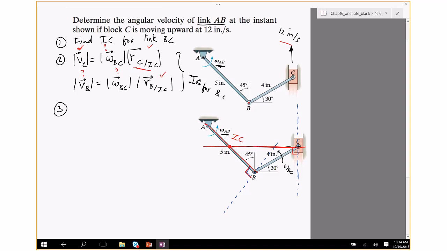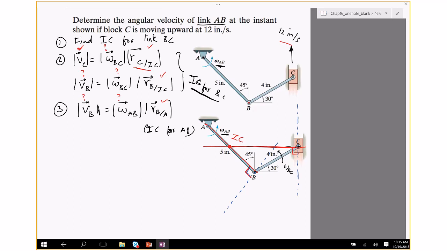Okay, so I'm going to write another expression, this time for omega AB. The first two equations exploited the IC for BC. I'm going to now exploit the fact that I know the IC for AB, it's just A. So velocity of B is omega AB times R B with respect to A. And this actually uses the IC for AB. Okay, so VB is unknown, omega AB is unknown. I can't find the length of AB because that's given to me, it's 5 inches.